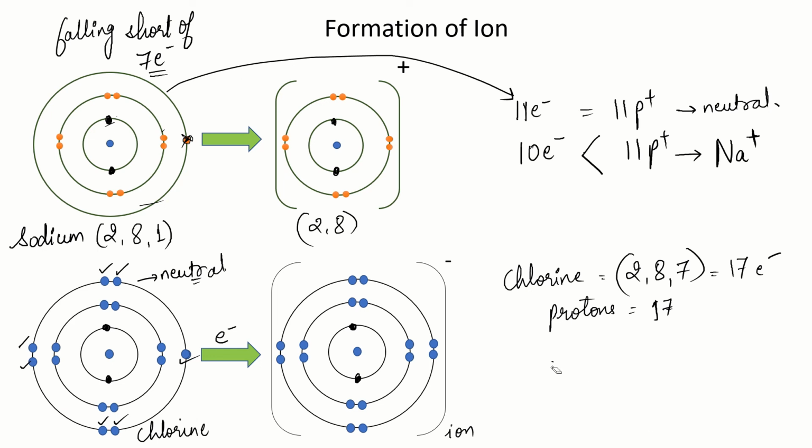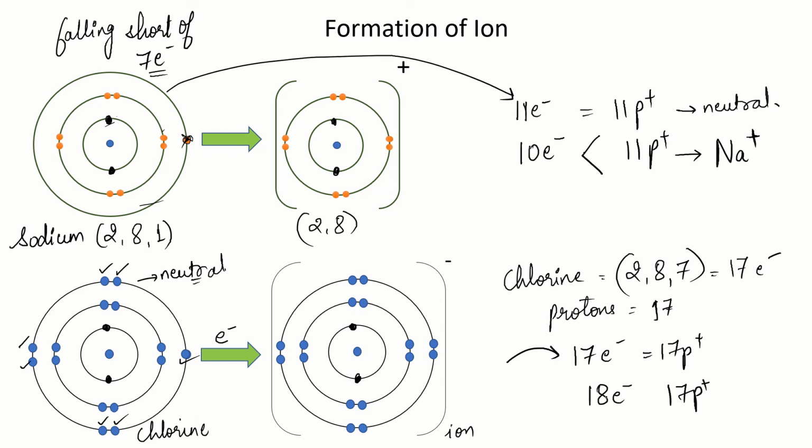So what happened when this chlorine accepted 1 electron? Before accepting the electron, it was a neutral atom, because 17 electrons equal 17 protons. But when it accepted 1 electron from some other atom, it became 18 electrons and 17 protons. See, the proton number never changes. The proton number is always fixed. Why? Because it is deep down in the nucleus, bound tightly with the neutrons. It cannot leave the nucleus. So it is the electron which can actually leave, jump, and carry charges.